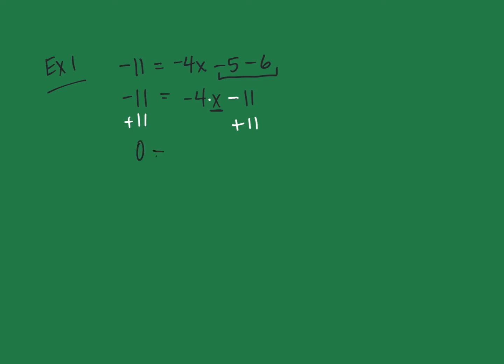And that's going to give me 0 over here and negative 4x over here. When I divide by negative 4, I get 0 is equal to x. I can plug back in to check my answer if I need to.